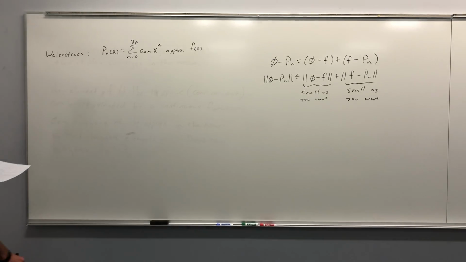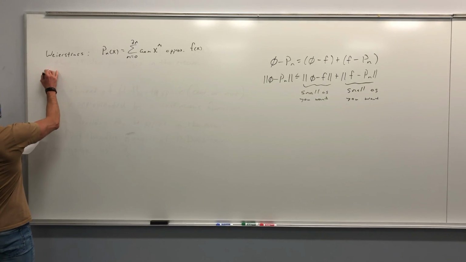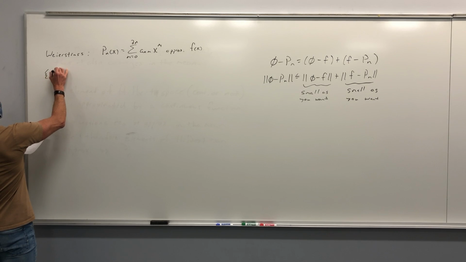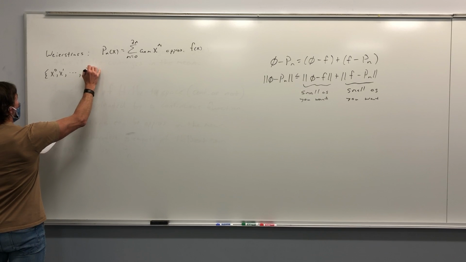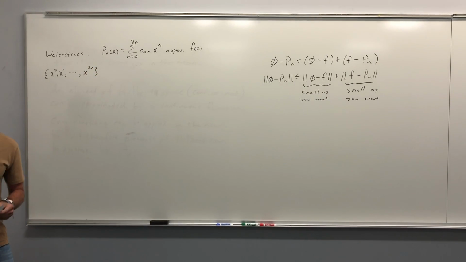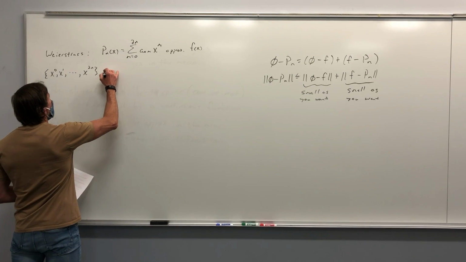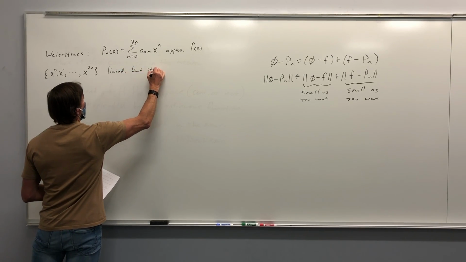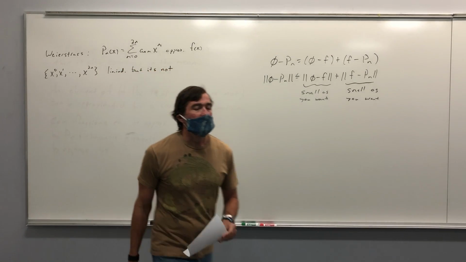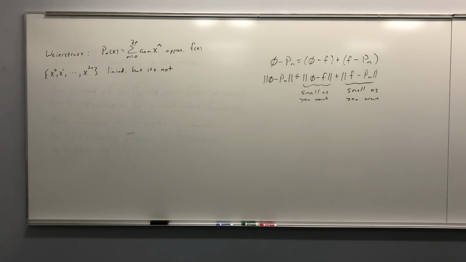Okay? Now, obviously, since we're in polynomial space, we could take the set x^0, x^1, dot dot dot, up to x^2n. And this set is going to be linearly independent. Okay? That should be pretty obvious. But what very, very useful property does it not hold, Joel? It's not orthogonal. It's not orthogonal. Excellent.